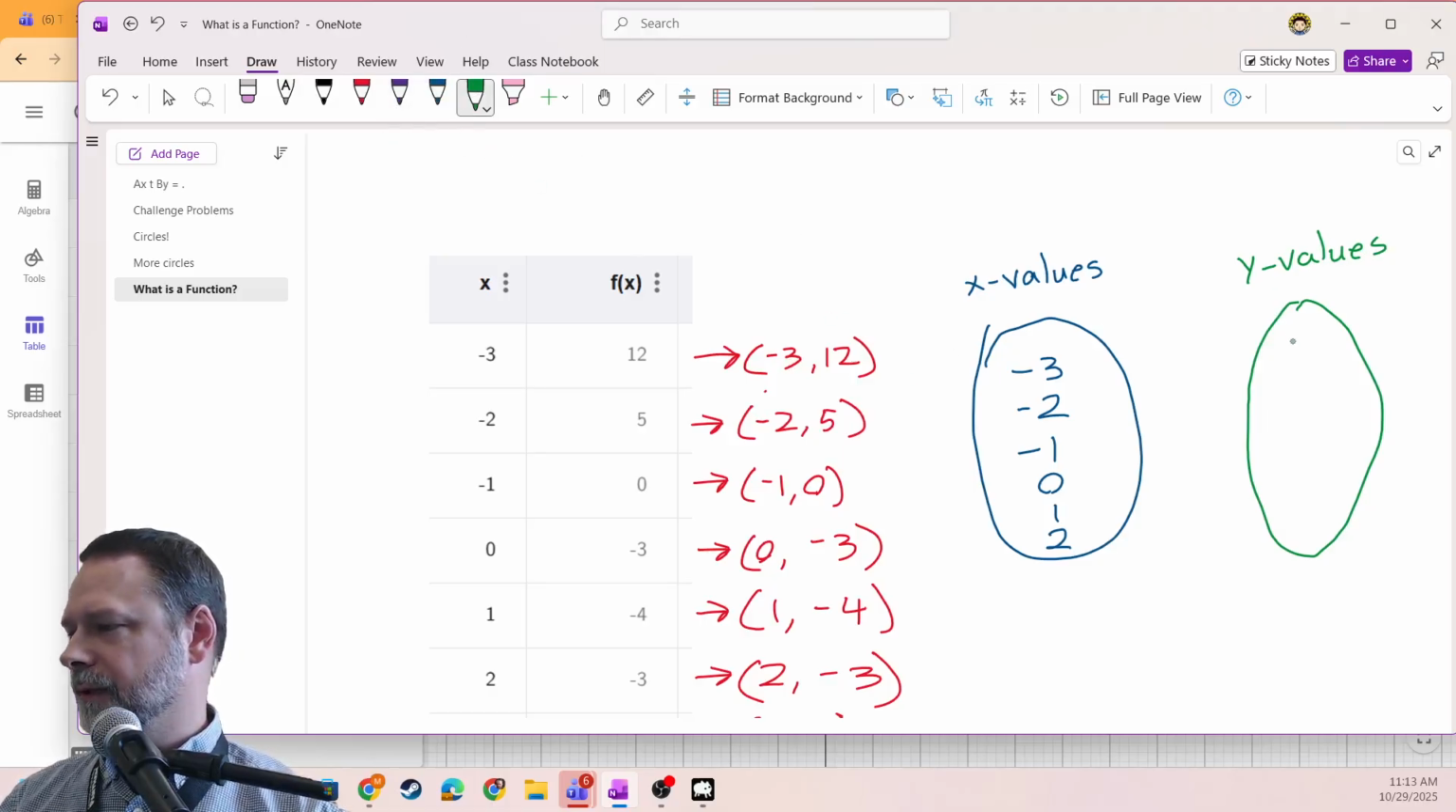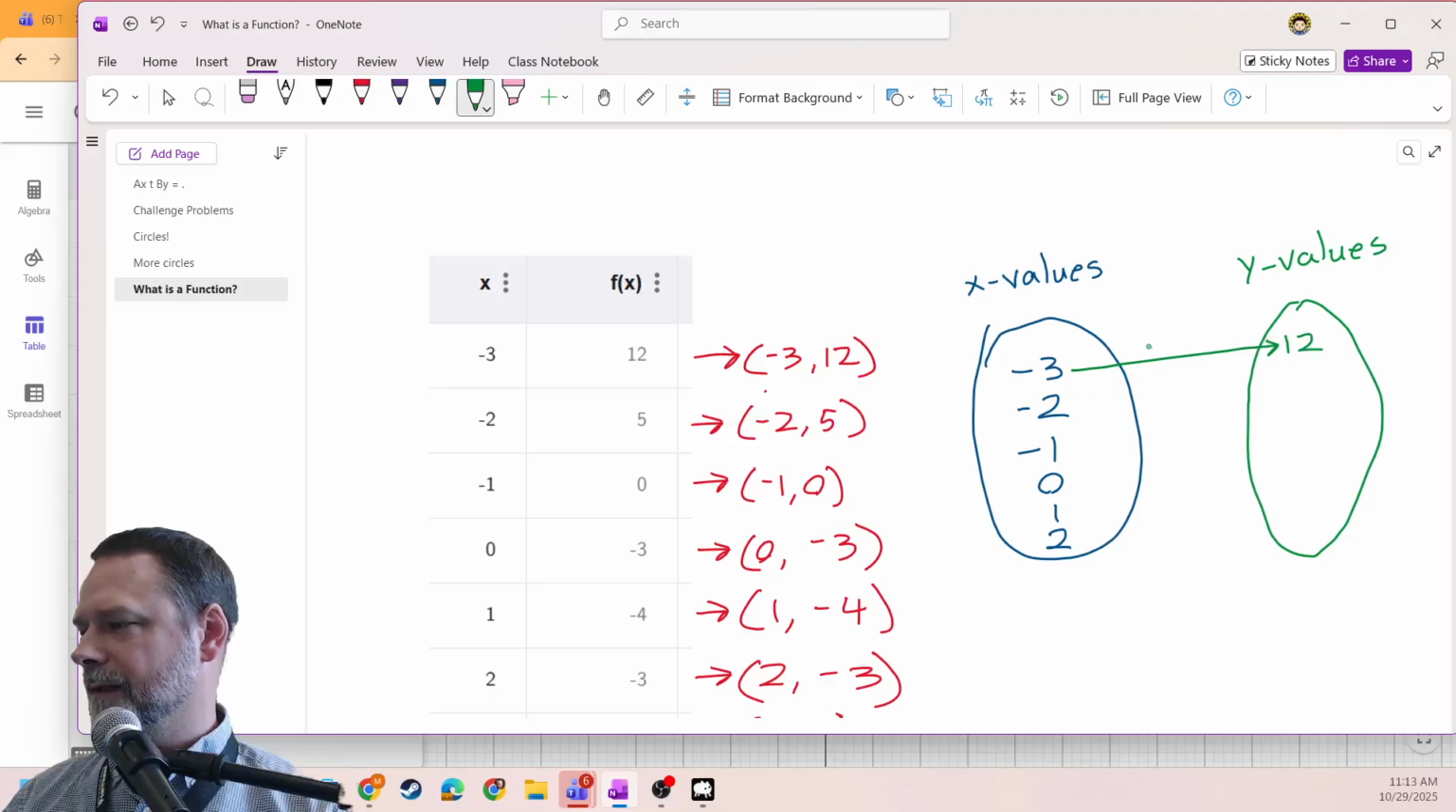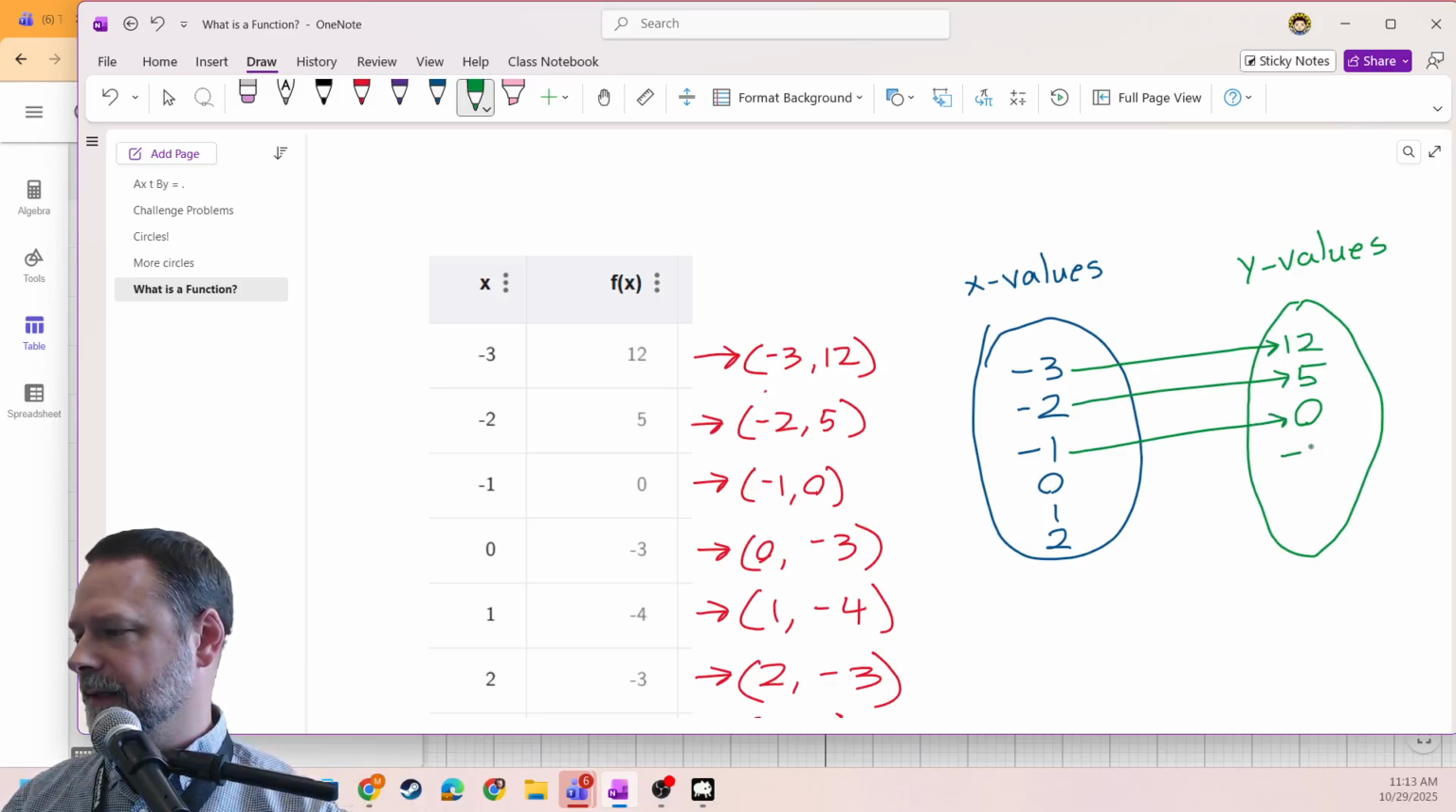So -3 is going to 12. So I got 12. -3 goes to 12. -2 goes to 5. So I have a 5 in my y values, or my range. Here's my domain. Here's my range. -2 is going to 5. Okay. I have a 0 in my range from right here. -1 goes to 0. 0 goes to -3. So I need -3 in my range, or my y values. So 0 goes to -3.